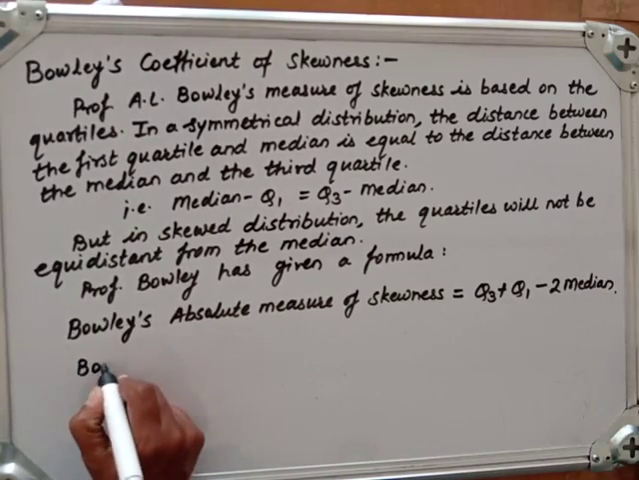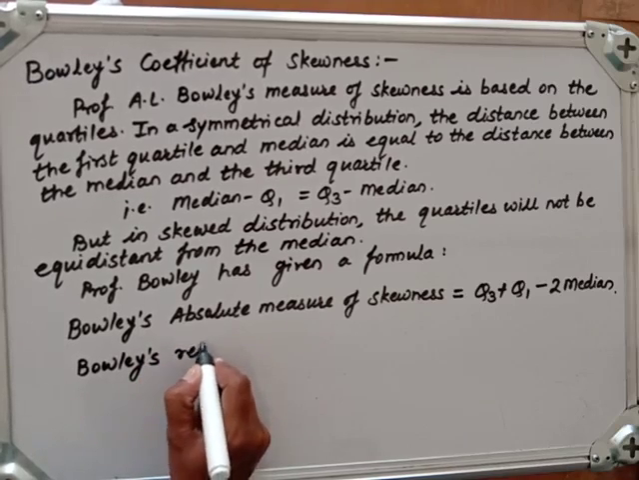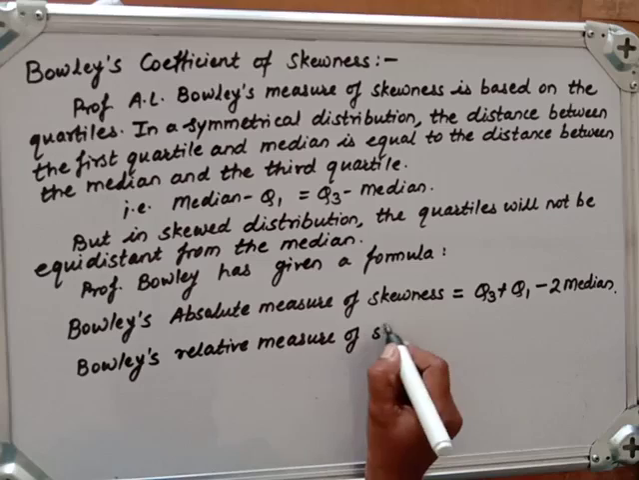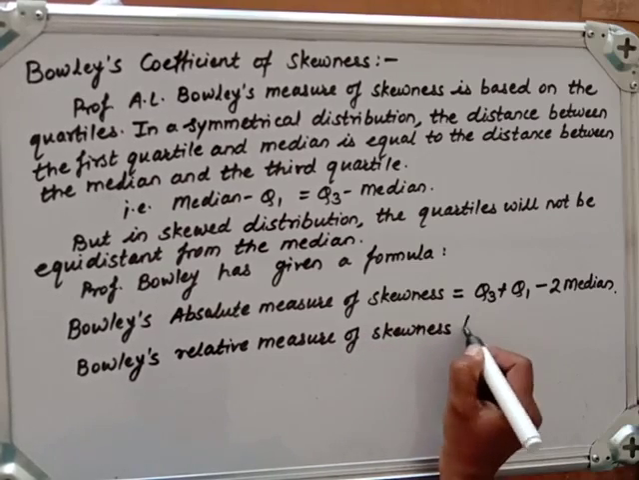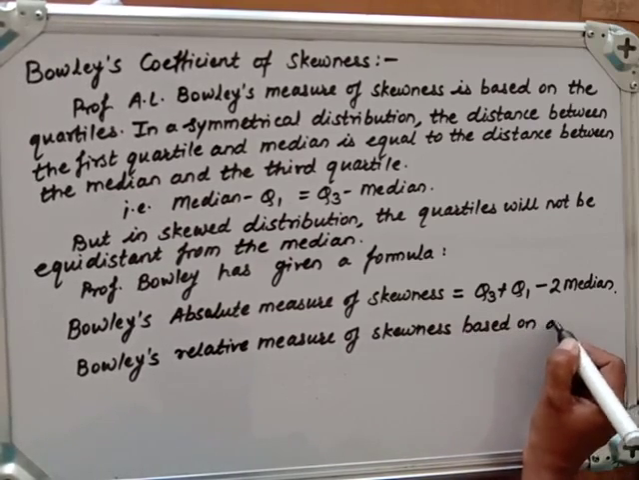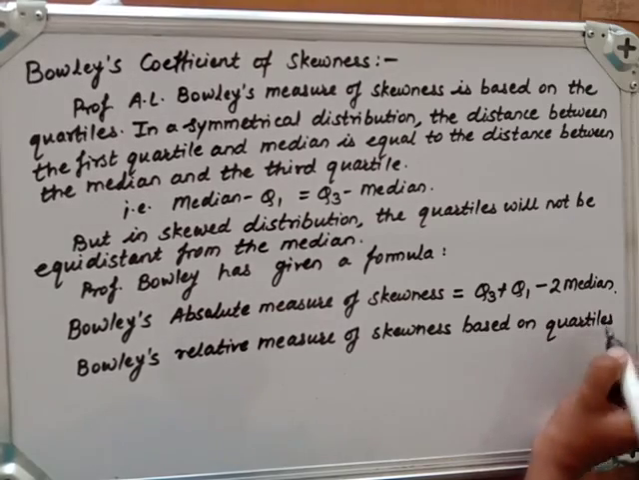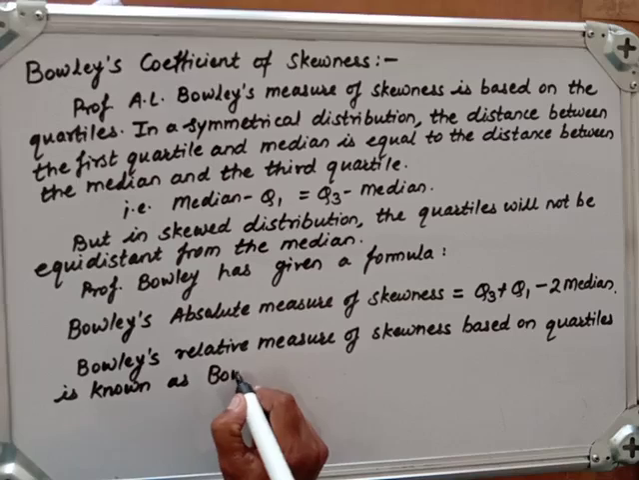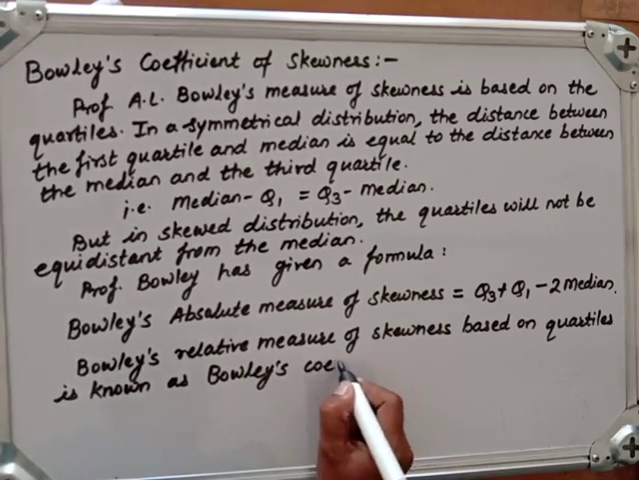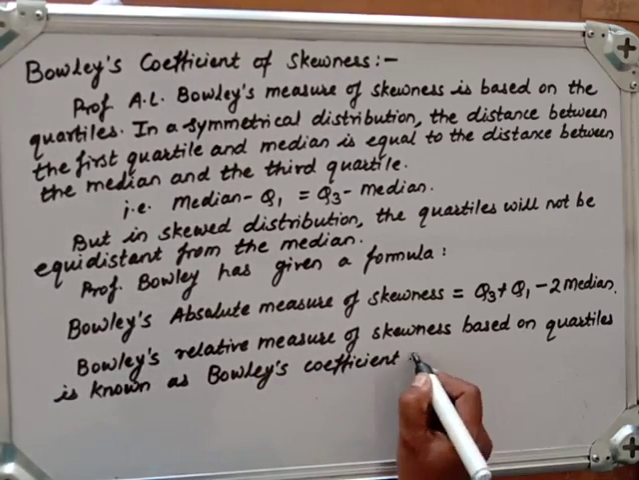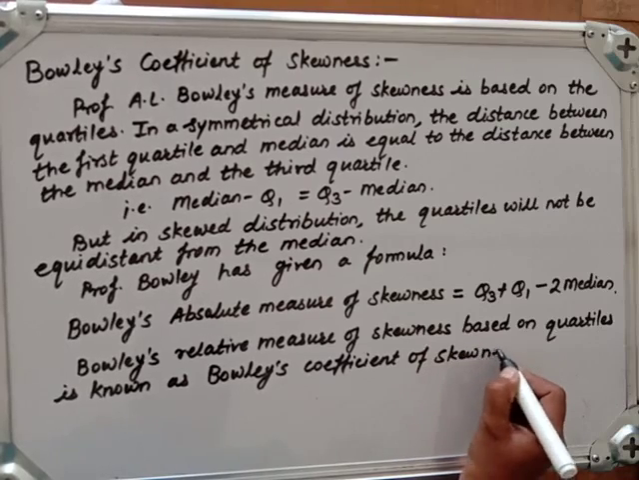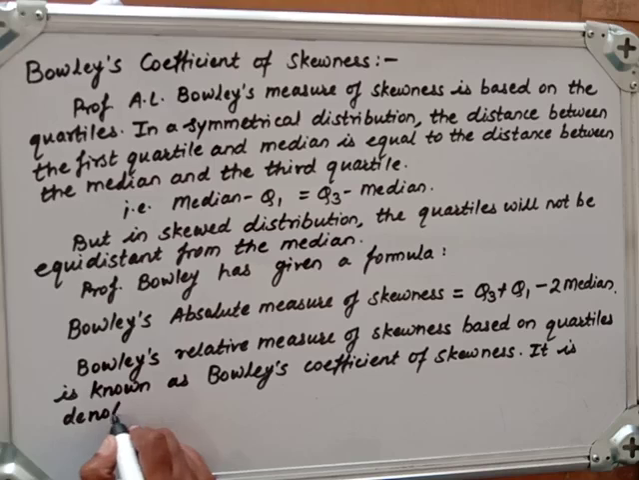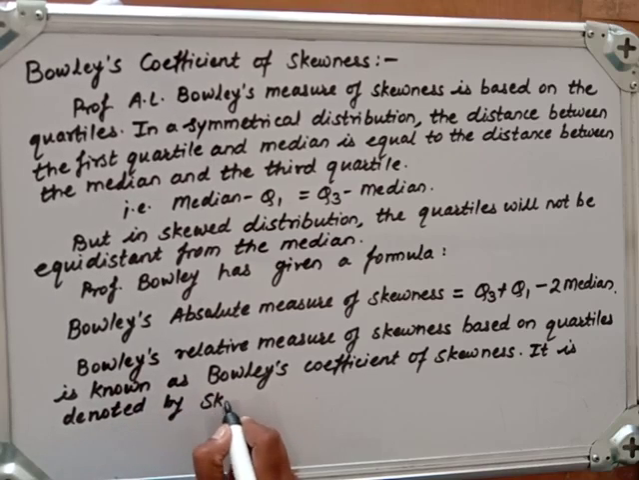Now the other part, Bowley's relative measure of skewness based on quartiles is known as Bowley's coefficient of skewness. It is denoted by SKB.